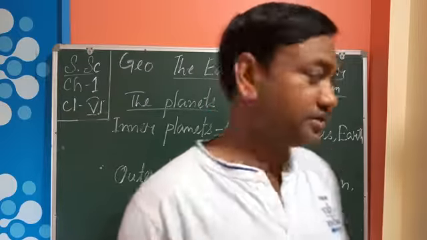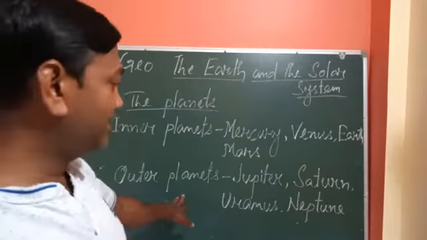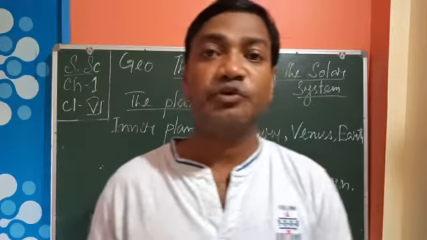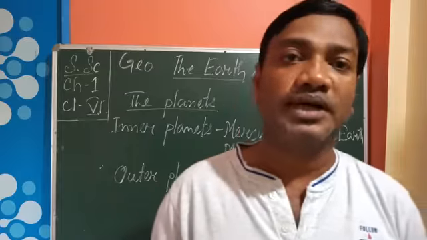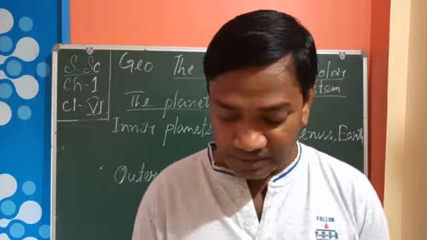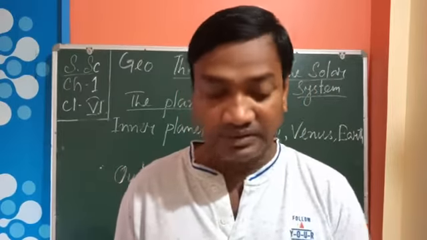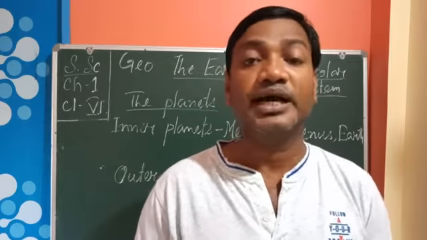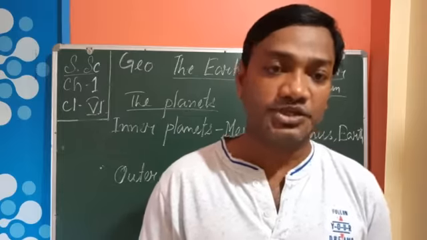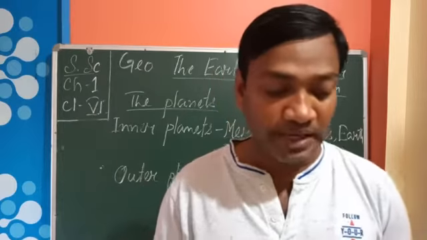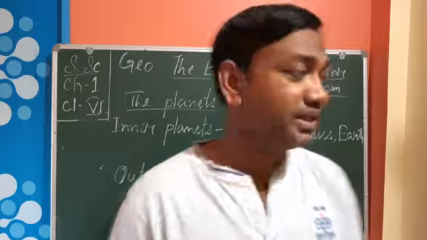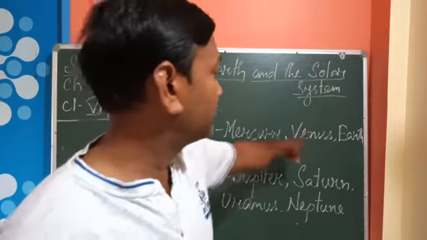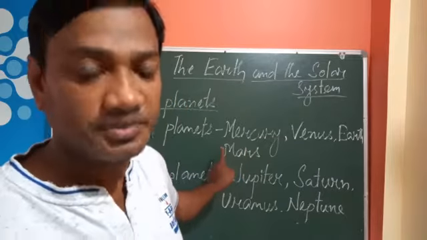Now outer planets. Outer planets we find are Jupiter, Saturn, Uranus and Neptune. These 4 planets are called outer planets. They are called gas giants also, as they are made up of gases. So these 4 planets are made up of gases, and those 4 planets are made up of rocks.